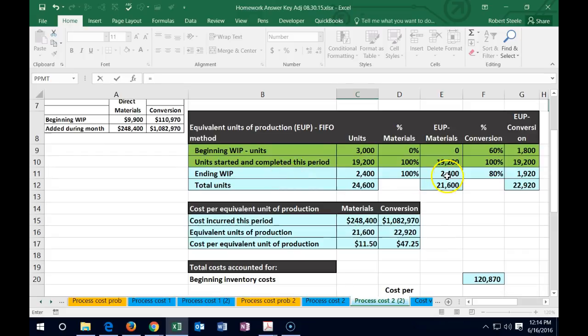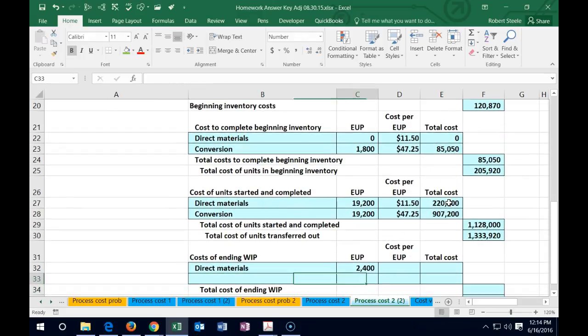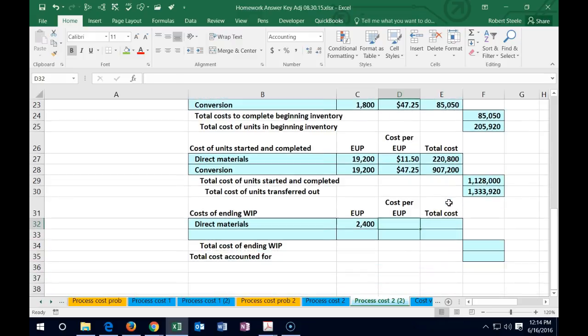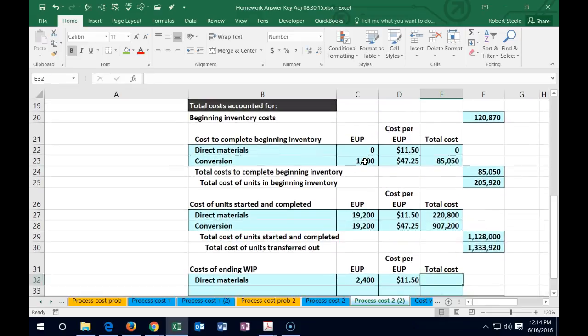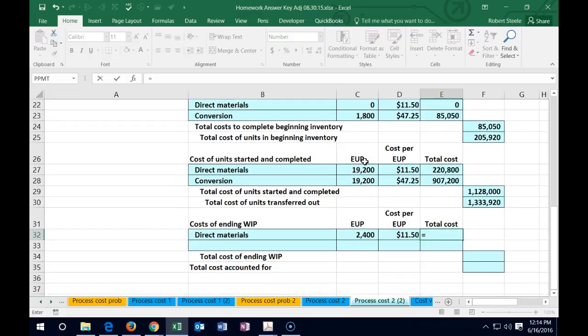So here's the ending materials, 2,400. Of course, all of those are in there because we started it, and that's the first thing we do when we start the new thing. And we're going to say cost per equivalent unit for materials. That's this $11.50 we calculated, tab, and then we're going to multiply that out. So this equals the 2,400 times the $11.50 gives us the 27,600.